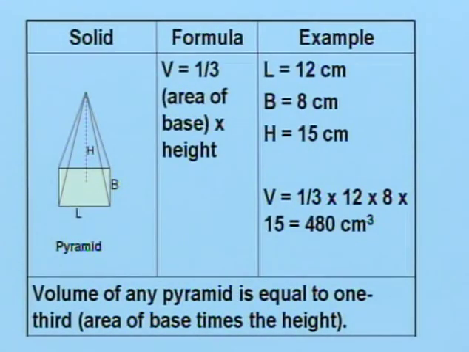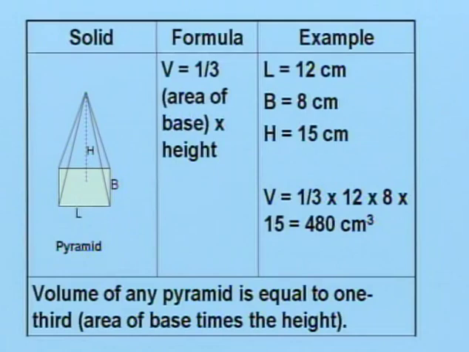Let's look at the volume of a pyramid. In this case, the pyramid has a rectangular base of length L and width B, and the height is shown as the height from the apex to the center of the base. The volume of a pyramid is simple because we relate the pyramid to a prism.